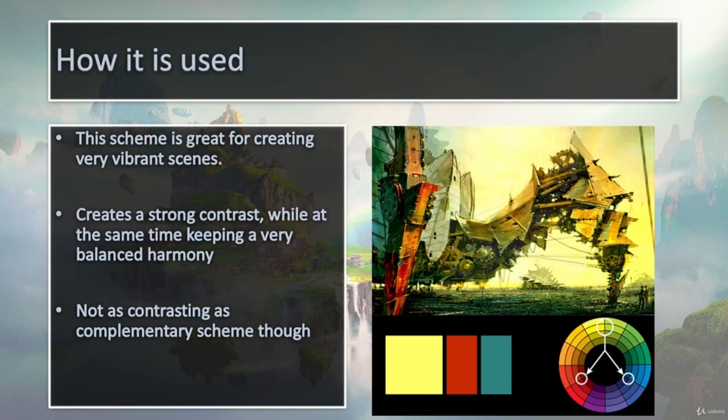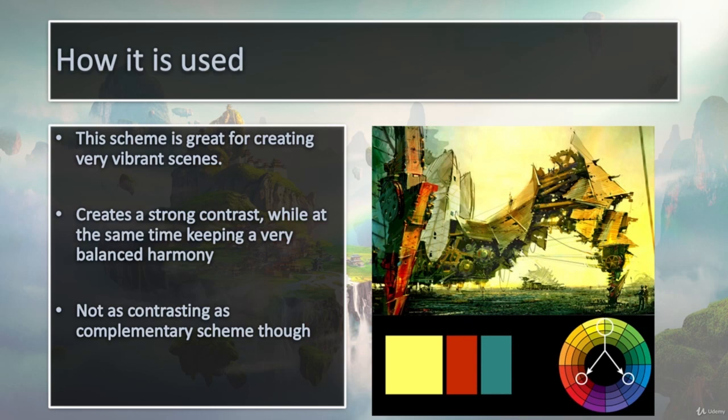So how is it used? Well, this scheme is great for creating very vibrant scenes. Now if you want to create a scheme that showcases a lot of important elements but don't want to overburden the player with too many hues, triadic is amazing for that, especially for level design. You can choose three primary colors, each having their own distinctive element about them. And this also creates a strong contrast, while at the same time keeping a very balanced harmony in the scene.